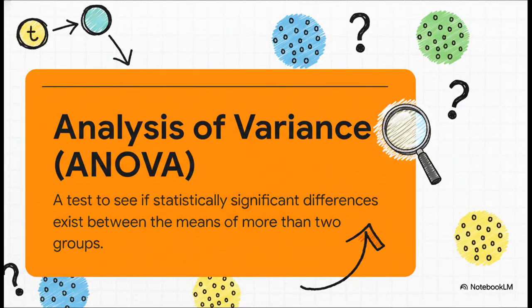ANOVA stands for Analysis of Variance, and it's really a totally different way of thinking. Instead of doing a bunch of tiny comparisons, ANOVA is what's called an omnibus test. It's one single check that asks one big question. Looking at all these groups together, is there any significant difference to be found among their averages?